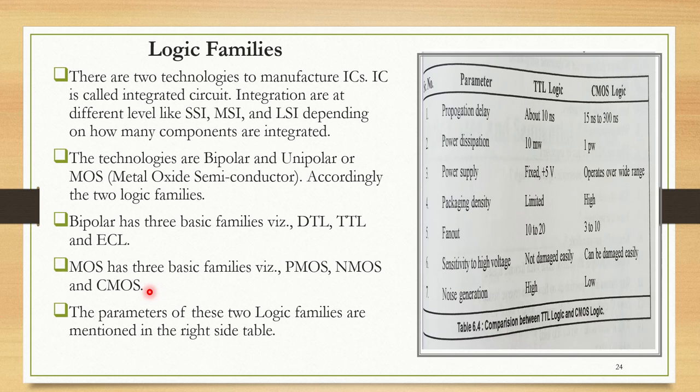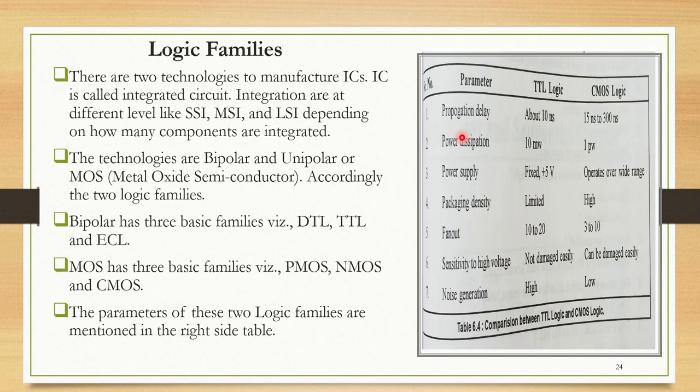The second is unipolar. Their basic families are P-type MOS, N-type MOS, and complementary MOS, or CMOS. The parameters of these two logic families are mentioned in the side table. You see, all these electronic components have their own characteristics. Depending on the characteristics, they are categorized, and their performance depends on these categories.